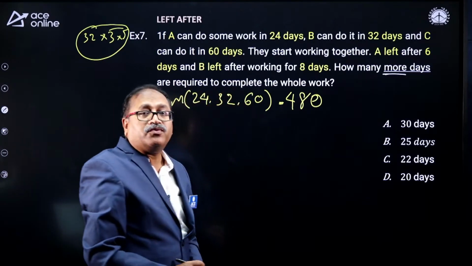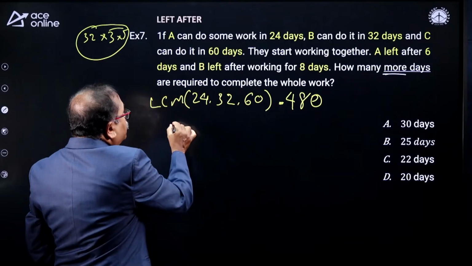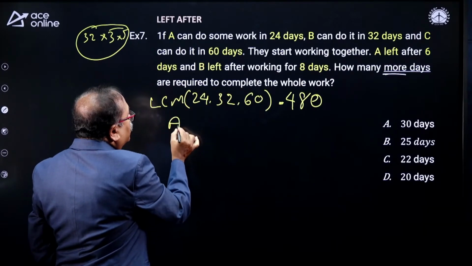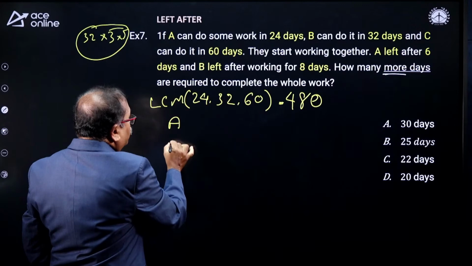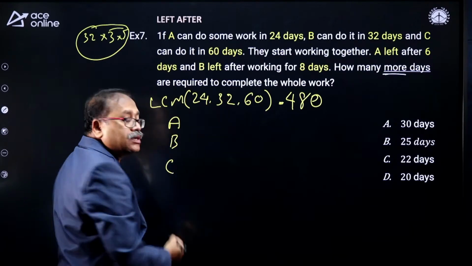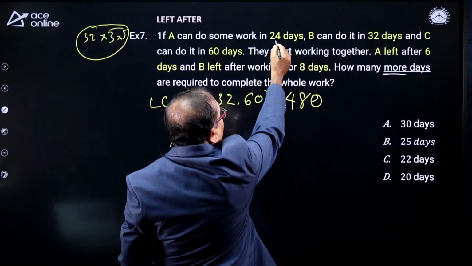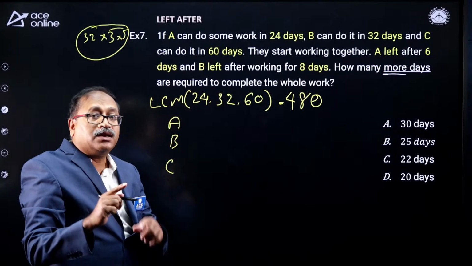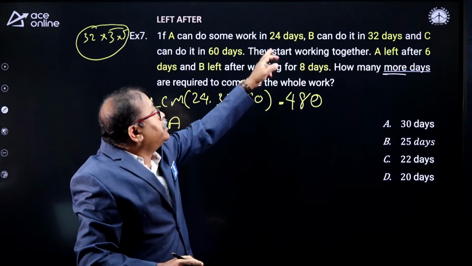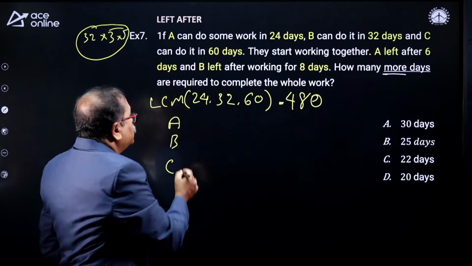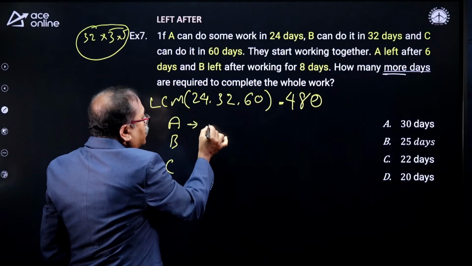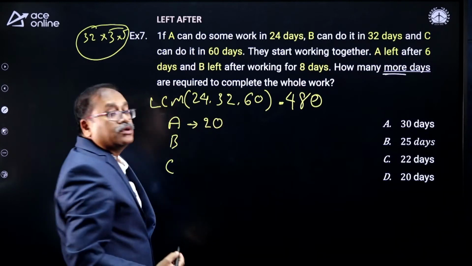480 is the total number of units of work. Now, what is the number of units completed by A in 1 day, B in 1 day, and C in 1 day? A completes 480 units in 24 days. Then for 1 day, 480 divided by 24 is 20 units. So per day, A completes 20 units.